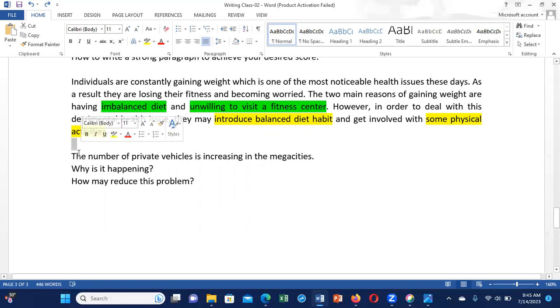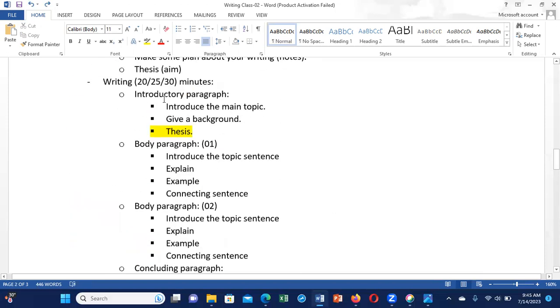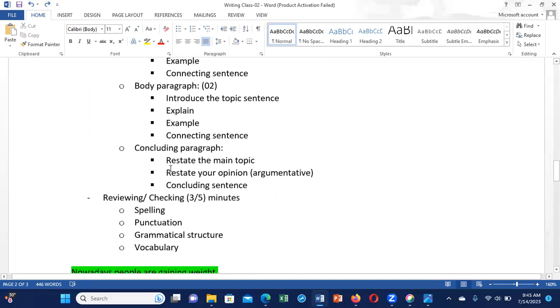Now the question is how to write the essay. Just follow this simple structure. First of all, give your introductory paragraph, body paragraph one, body paragraph two, and finally a concluding paragraph. This is how you need to construct your essay, and that will help you finish your essay strong and achieve a desired band score.